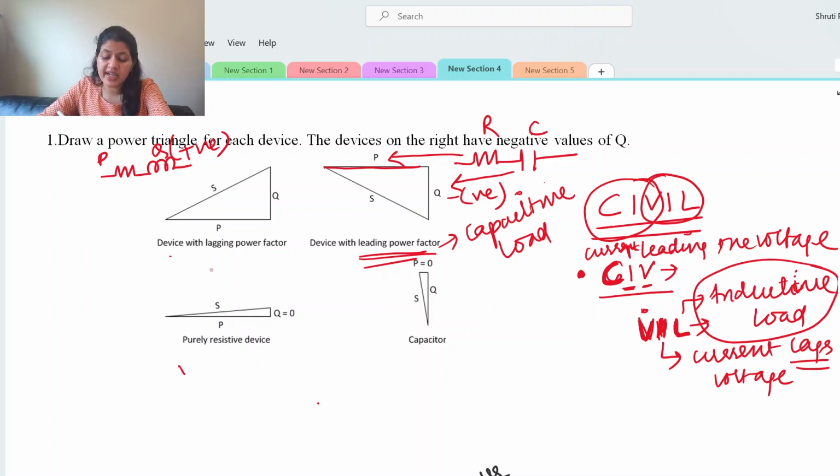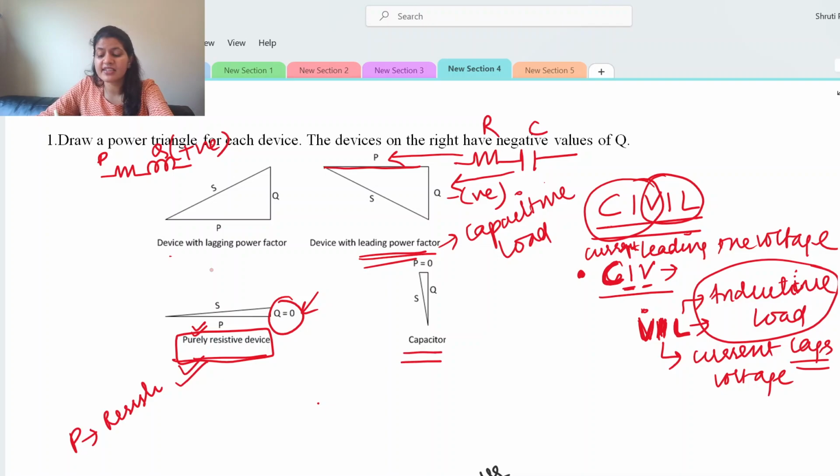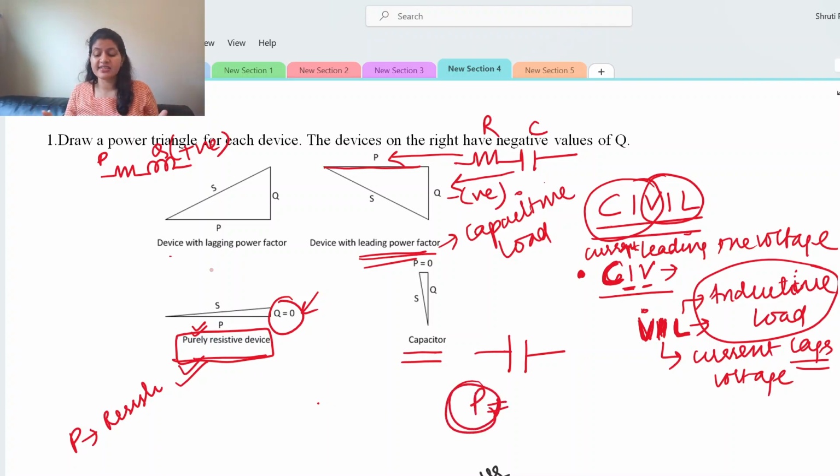Next we'll see a purely resistive load. We know that P, active power, is because of the resistors. So Q is 0 here. In case of a purely resistive load, we only have P and Q is 0. Whereas in case of a pure capacitive load, no P is there, because P is the active power, or the power which exists because of the resistor. So here you can see that P is 0 and Q is negative.